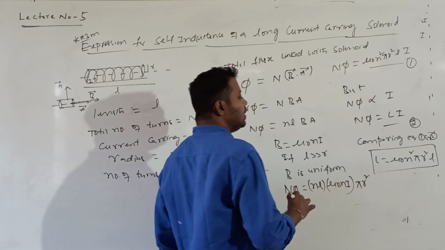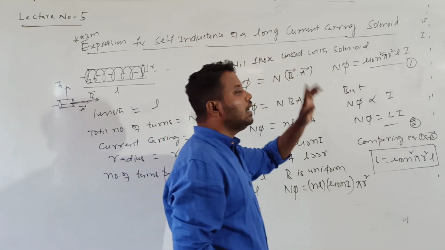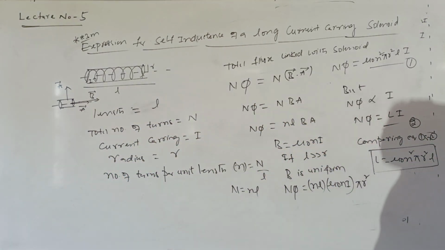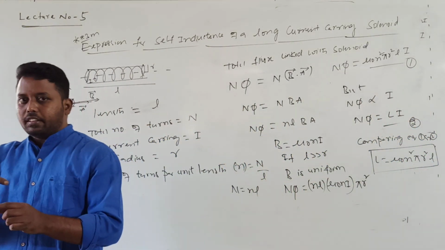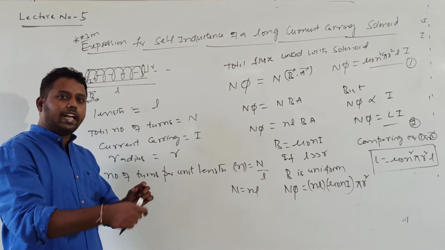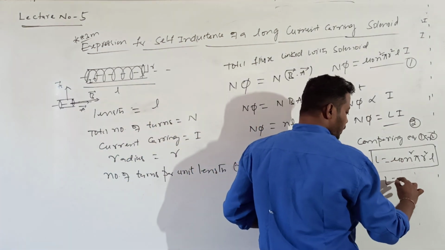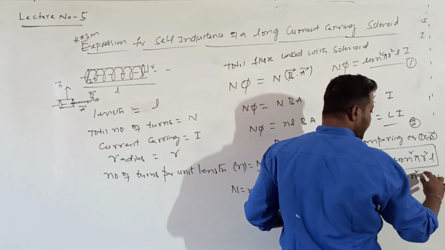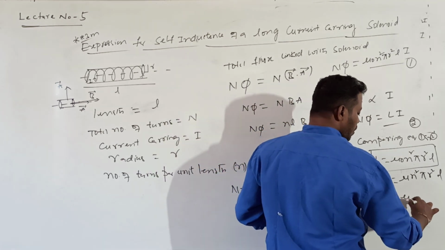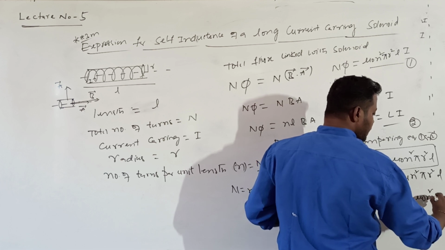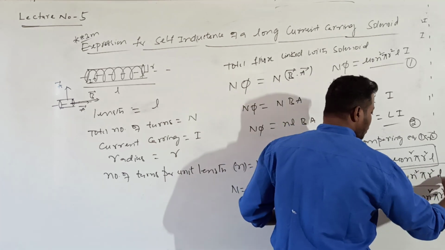This is the expression for the self-inductance of a long current carrying solenoid. But remember, this solenoid can be an air core solenoid. Air core in the solenoid means the turns are wound on air itself. Whenever it is an air core solenoid, we write L is equal to this. If it is wound on a medium other than air, then L is mu r into mu naught n square pi r square L.